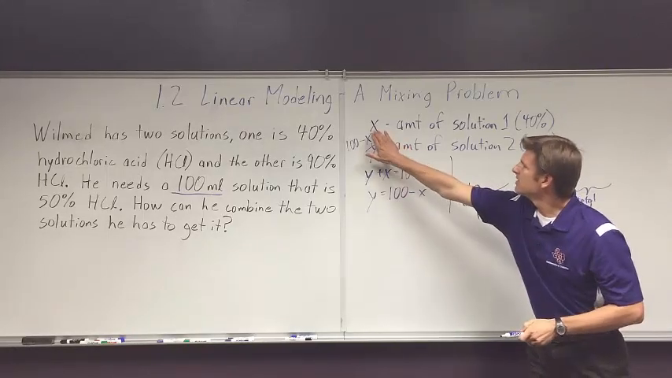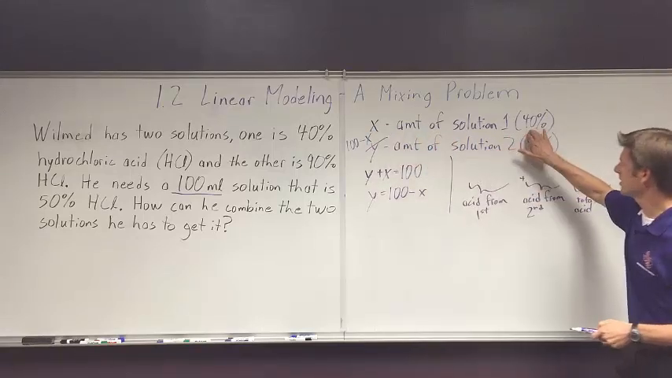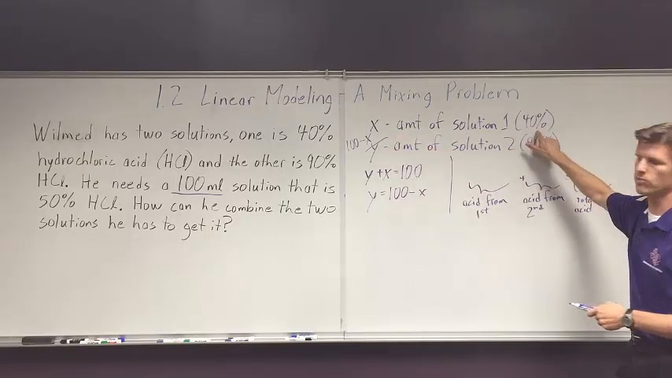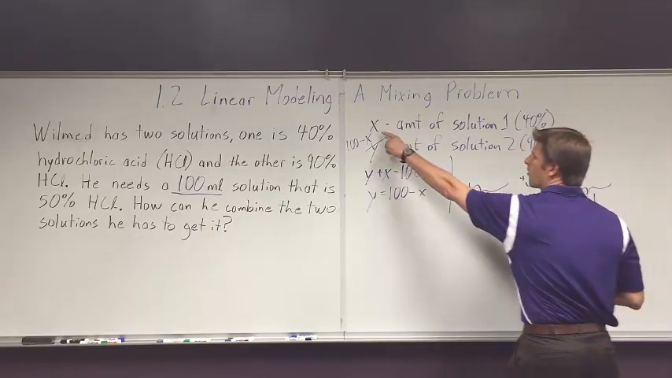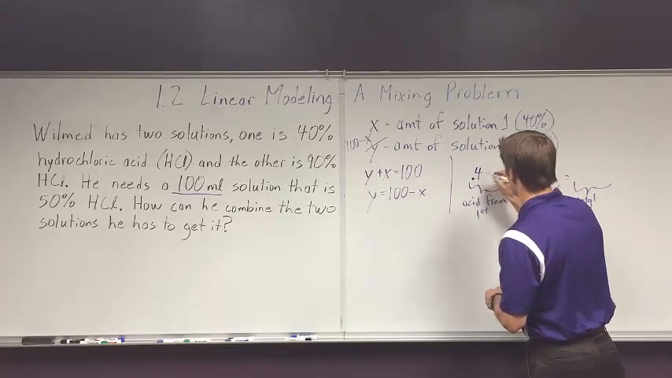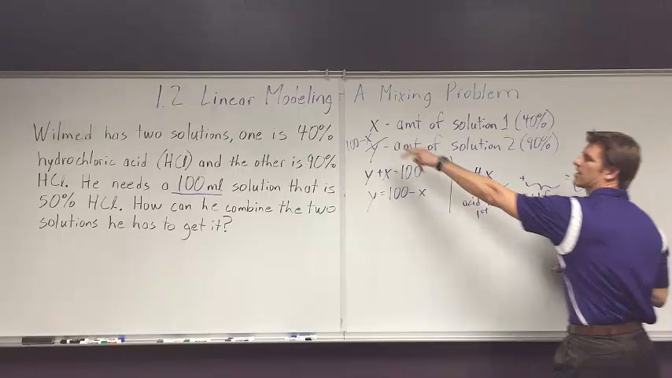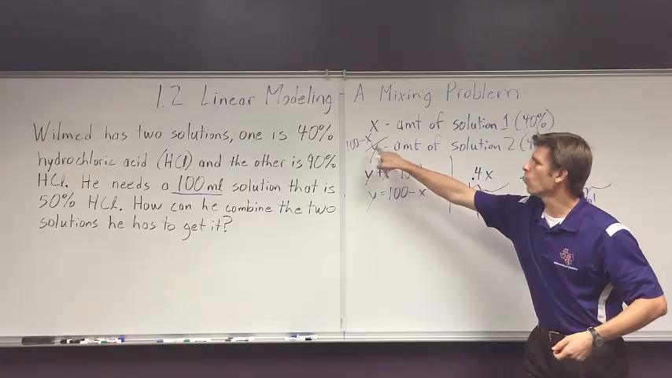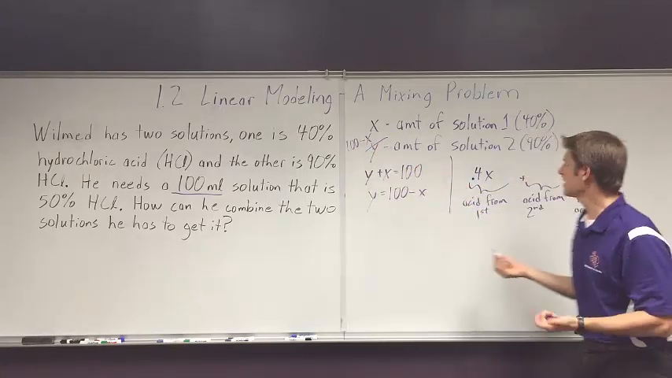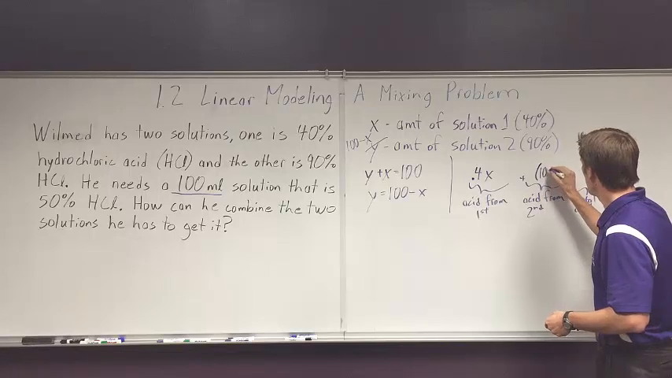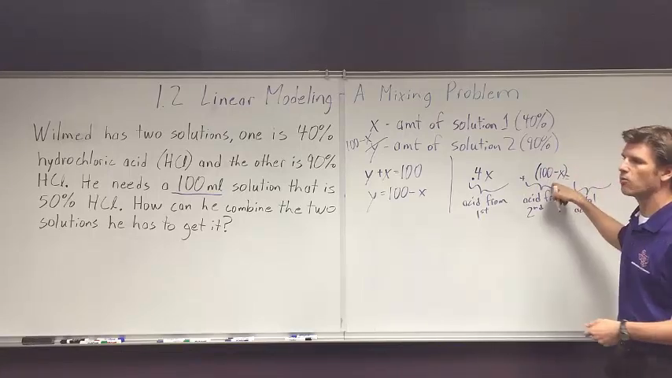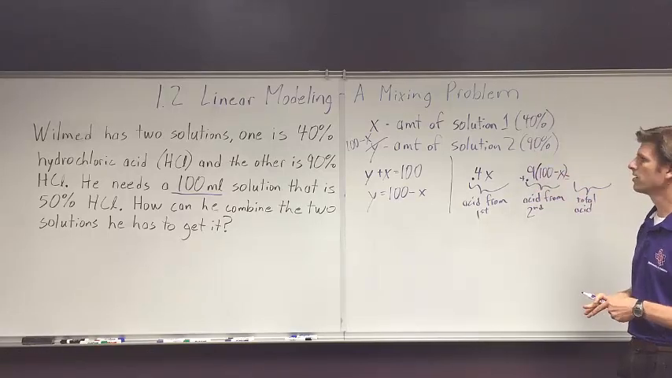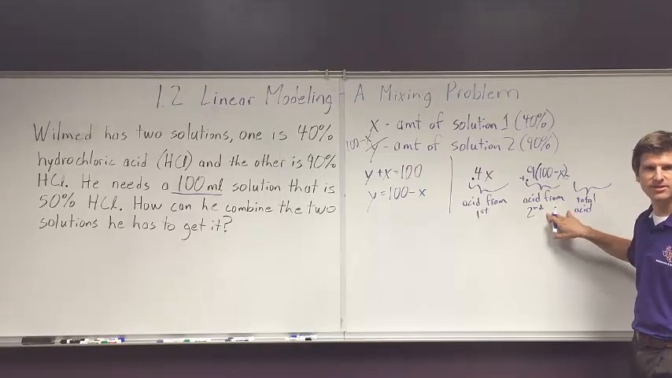If I had 10 milliliters of a 40% liquid, I could tell you how much acid I got: I'd multiply 10 times 40%, or 0.4. Since I don't know how much, I'll just write 0.4 times x. That's how much acid I get from the first solution. How much acid do I get from the second solution? You could write y, then substitute in 100 minus x. I'll just write 100 minus x to start with. That's how much solution, and I know it's 90% acid, so that's how much acid I get from the second solution.